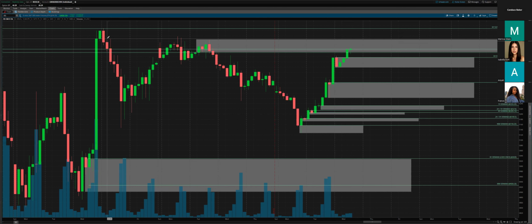So it could vary, like you see the top of the shaded gray rectangle. It could very much get to the top of this and reject. As you can see, we got a lot of wicks right here showing that this is a rejection area. But because of all this uncertainty, I'm not gonna play any of these levels as if they're fresh or new. It's just something to keep in mind if you wanted to trade that.